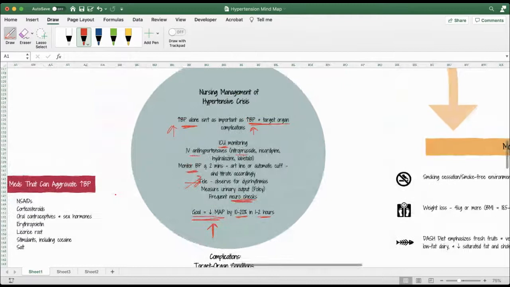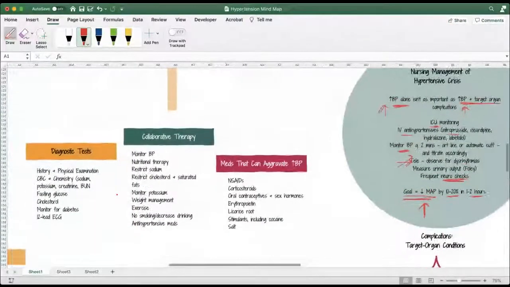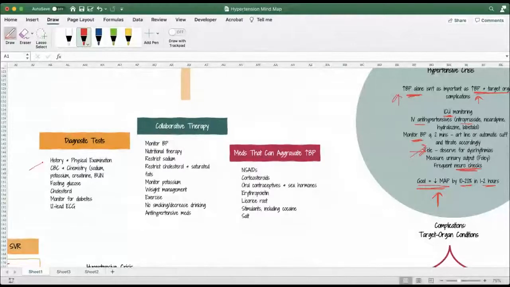It's usually between 70 and 100, but you don't need to know those numbers. Just giving you an idea. So diagnostic tests, this stuff's easy, right? History, physical exam. We're always going to do CBC and chemistry. When we do our chemistry, we're looking at sodium, potassium, creatinine, and BUN to think about why.